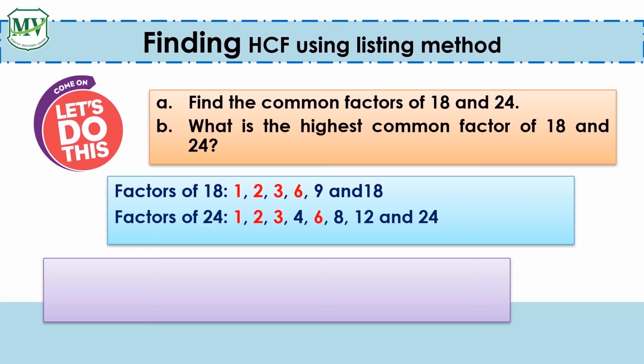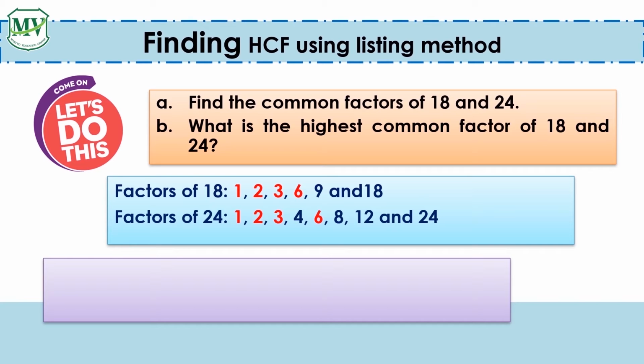Let's proceed with identifying the common factors of 18 and 24. What factors are common in 18 and 24? What factors are not common? Yes, 1, 2, 3, and 6 are common factors of 18 and 24, while 4, 8, 9, 12, 18, and 24 are not common factors of 18 and 24.